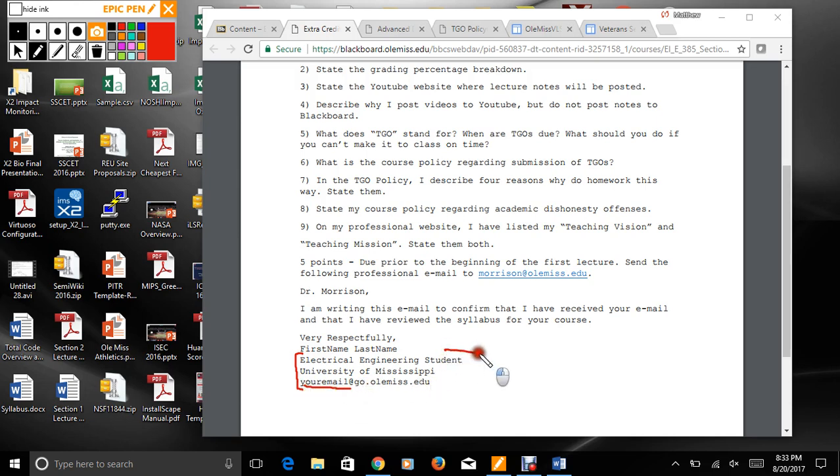This way, you have indicated your professional standing, where you're going to school, and a piece of contact information. When you're writing to me during the course of the semester, I want you to write emails like this. It's a good habit, and it will make you look good as you proceed in your career.